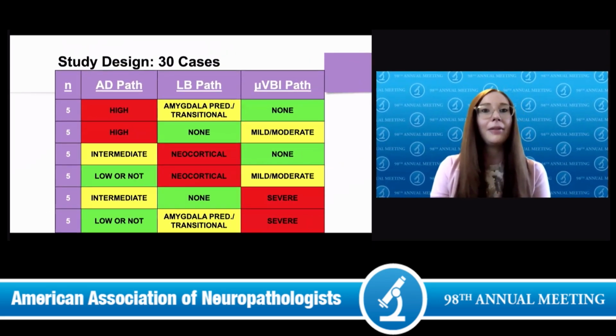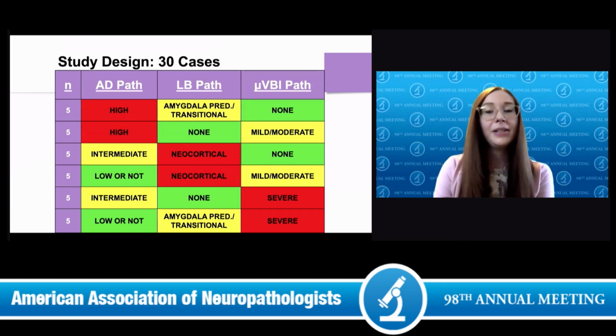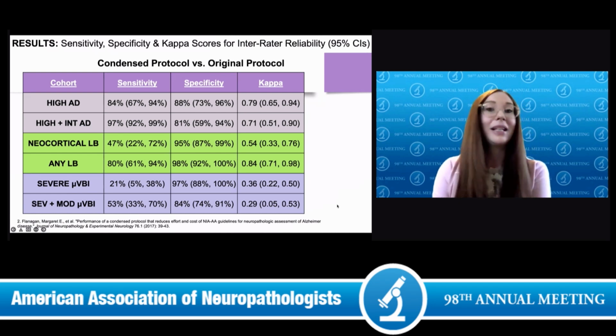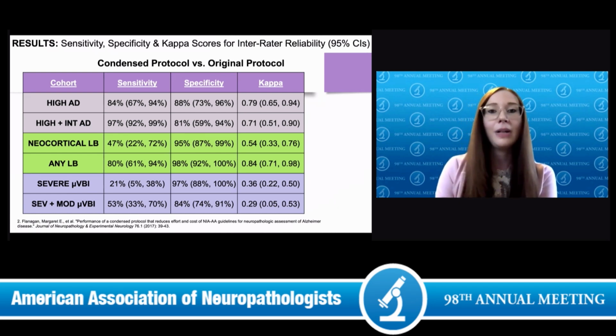So this is just reviewing how we included the entire spectrum of disease for all of these entities to comprehensively assess how this condensed protocol would perform. And as we described, it did quite well, specifically for presence or absence of Lewy body disease and Alzheimer's disease. As anticipated, it did not do as well for chronic microvascular infarcts. However, this makes sense as there's significantly less tissue area to assess microscopically, combined with the fact that we're unable to see chronic microinfarcts with our eyes at time of gross assessment.